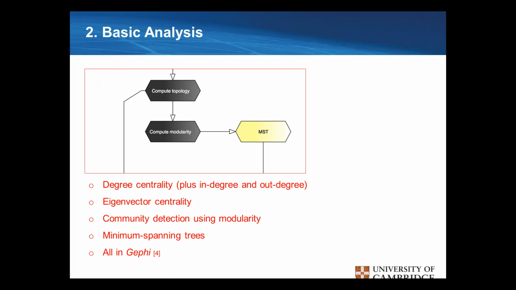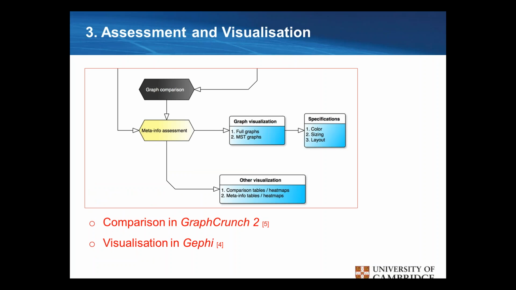The second stage, some basic analysis that we ran. We were mainly interested in looking at some basic topology measures. So we looked at degree centrality plus in and out degree, and eigenvector centrality. We ran some community detection using modularity. We also ran some minimum spanning trees. We did all that in Gephi, and I'll talk a little bit about what each of these means and what we get out of them in the coming slides. The third and final stage was our assessment and visualization stage. Here we ran some basic pairwise graph comparison in GraphCrunch 2, and we did all the visualization for this project in Gephi.